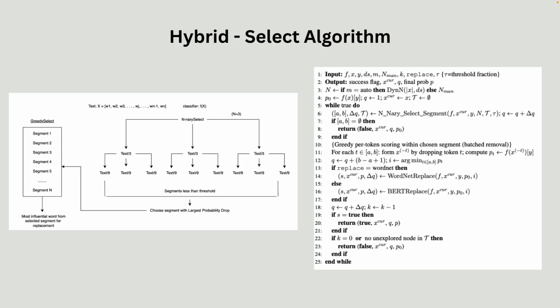So there's another special case of this hybrid algorithm where we do sentence level. In the sentence level hybrid algorithm, we consider each sentence itself as an element, after which we try to do an n-ary split. And then the same thing goes on iteratively until each segment gets identified and sent to greedy select for identifying which is the most influential word. And then the replacement goes on as well.